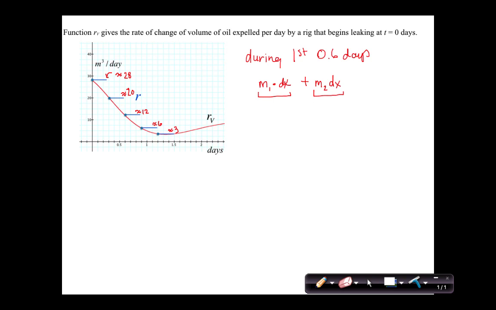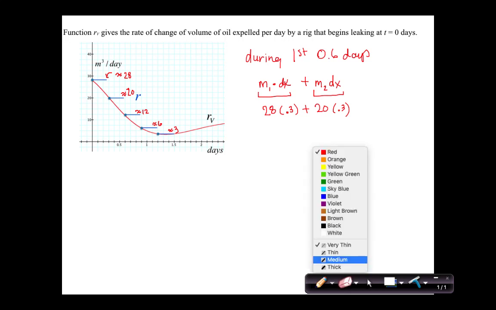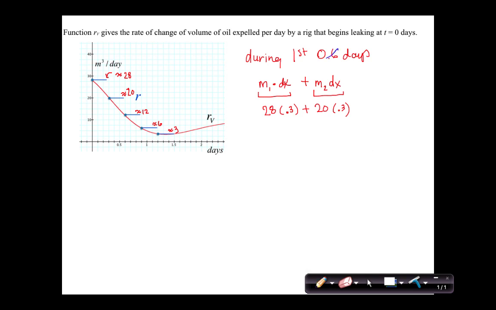And so I could say, oh, well, this would be 28 times 0.3 and 20 times 0.3. So if I wanted to do a computation like that, I could. Now, what if I were to change this to something like the first 0.8 days?